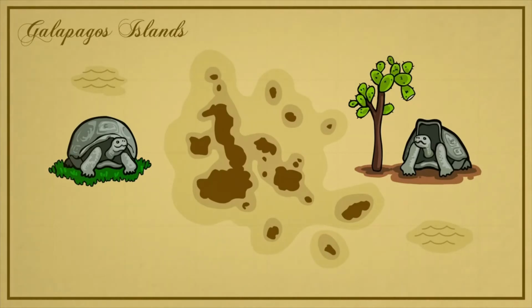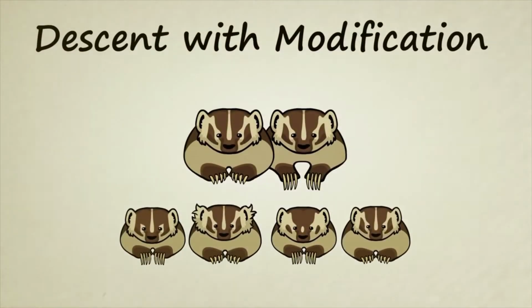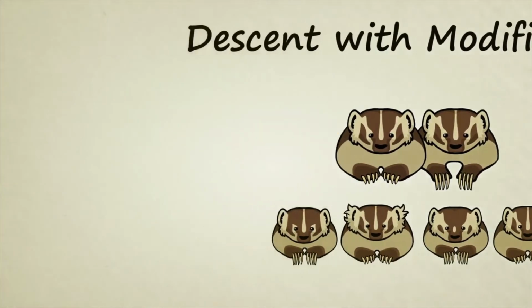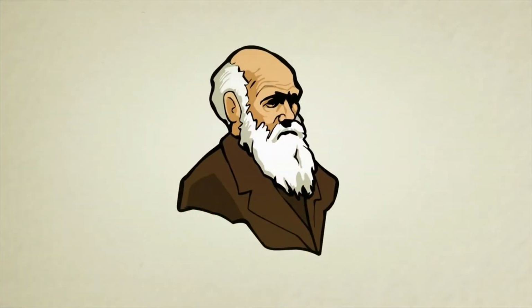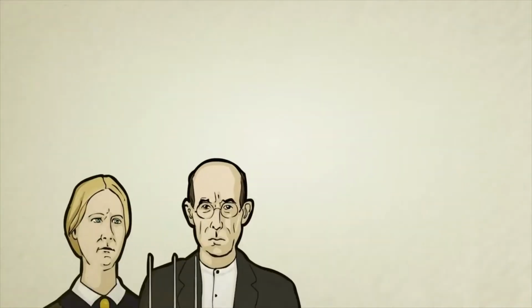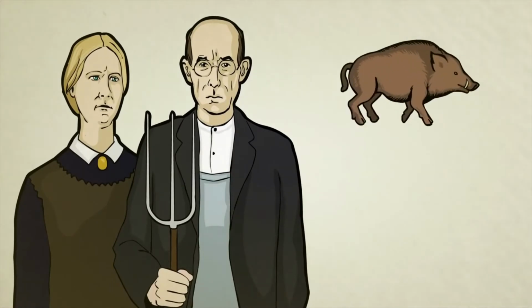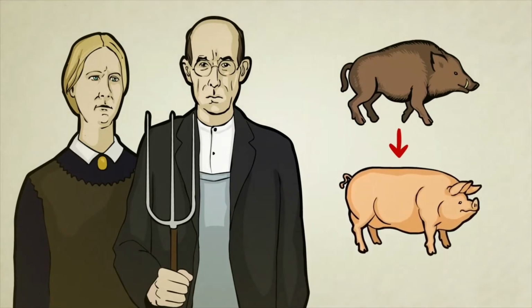How did this sculpting take place? Random descent with modification alone could never do such a thing. Darwin drew upon his knowledge of selective breeding to answer this question. For thousands of years, farmers have been taking wild plants and animals and through the process of selective breeding have sculpted the original wild forms into new domestic forms much better suited for human use and consumption.